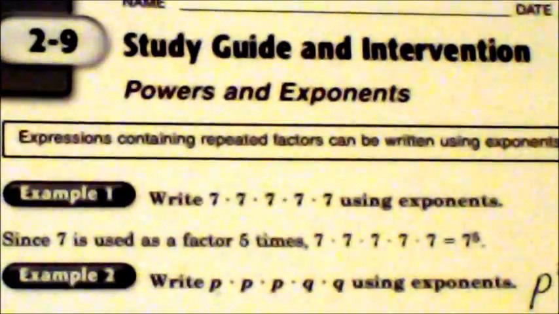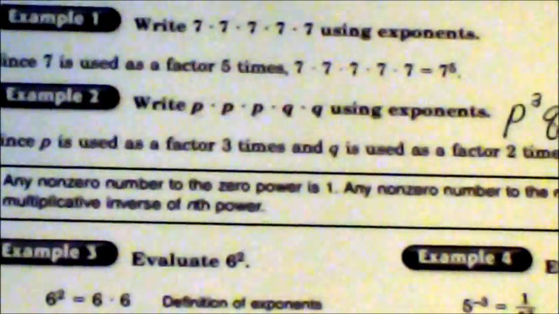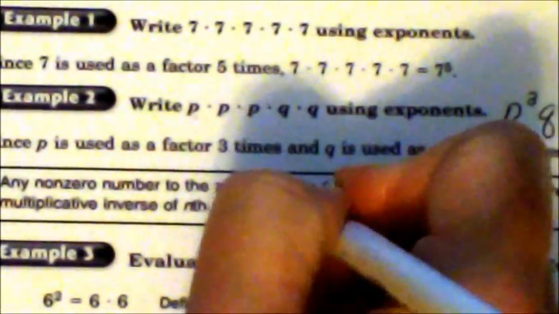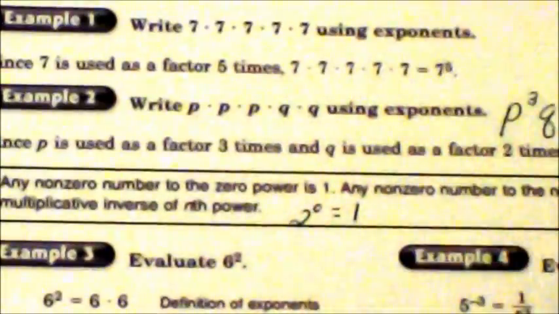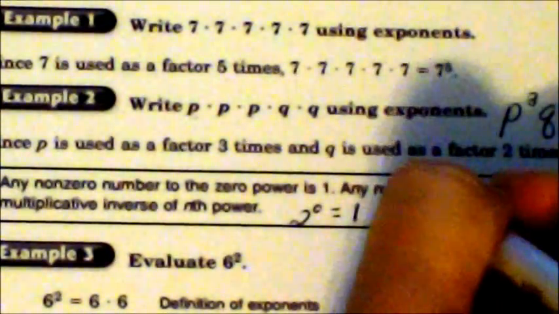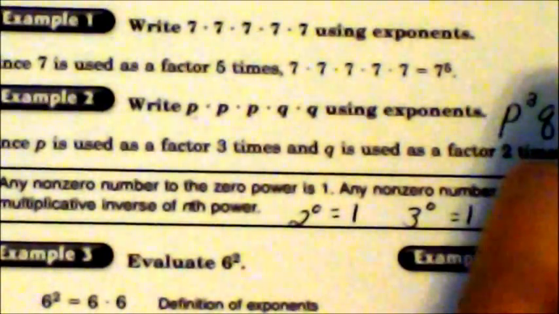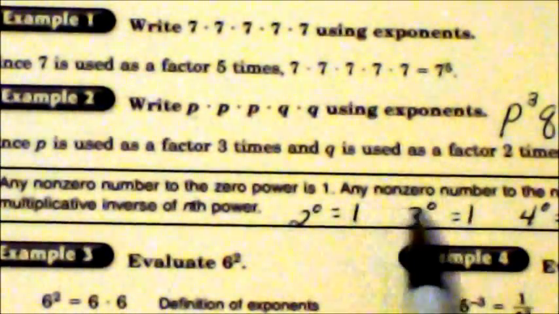Okay? Now, I want to look down at the next box, which talks about an exponent of 0. It says any non-zero number to the 0 power is equal to 1. Here's what that means. That means 2 to the 0 power is equal to 1, 3 to the 0 power is equal to 1, and so forth. 4 to the 0 power is equal to 1. Anything to the 0 power is equal to 1.